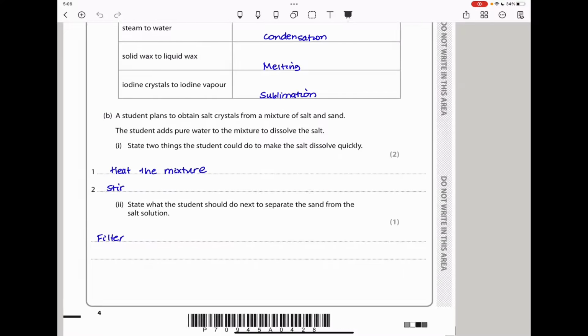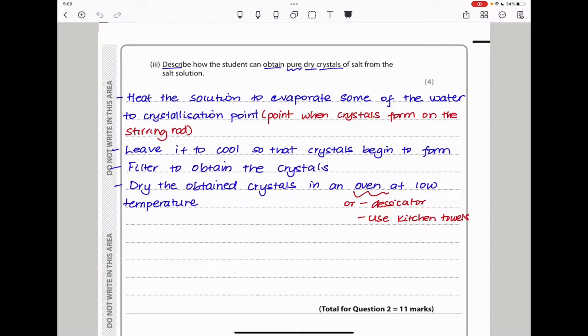So let's move on. This part says, describe how the student can obtain pure dry crystals of salt from the salt solution. If you want to obtain pure dry crystals from the salt solution, it means we need to begin by heating the salt solution. Remember, they have filtered this salt solution to remove the insoluble substance, which is the sand. The remaining part contains a little bit of excess water, so we begin by heating the solution to evaporate off some of the water.